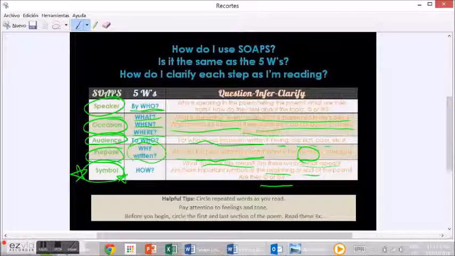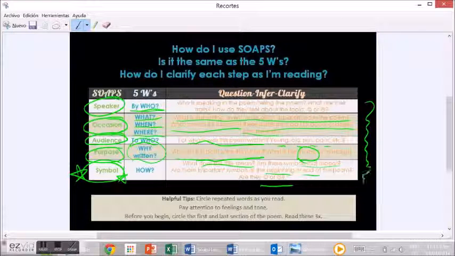So let's review all the SOAPs. First, we have speaker, occasion, audience, purpose, and symbolism. But those are basically the same thing as asking yourself who, what, when, where, to whom is the poem written, why, and how. So ask yourself these questions as you're using the SOAPs.